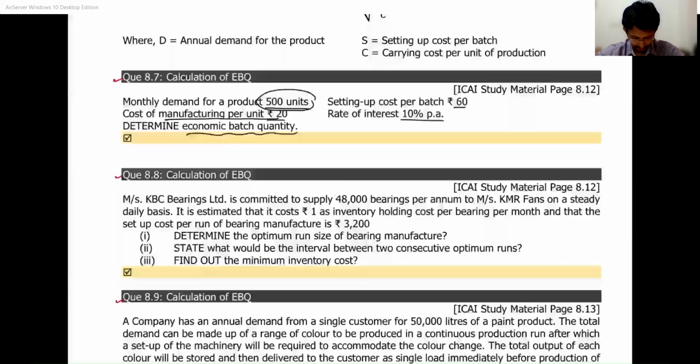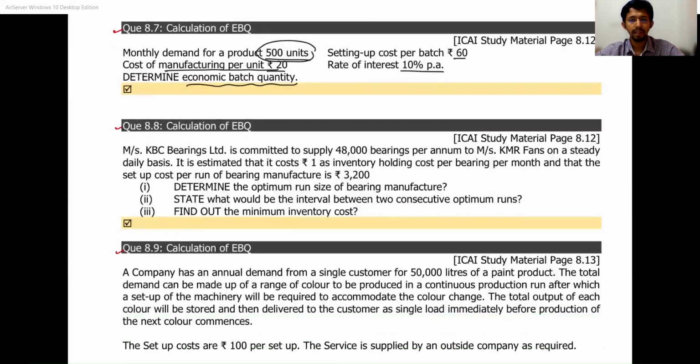Now let's move to the next question, question number 8.8. Okay, friends, please pause the video, read the question, and then we will read it again. Okay, let's read it once again. Messrs. KBC Bearings Limited is committed to supply 48,000 bearings per annum. So what is the annual demand here? 48,000 bearings per annum. To Messrs. KMR Fans on a steady daily basis. It is estimated that it cost ₹1 as inventory holding cost per bearing per month.